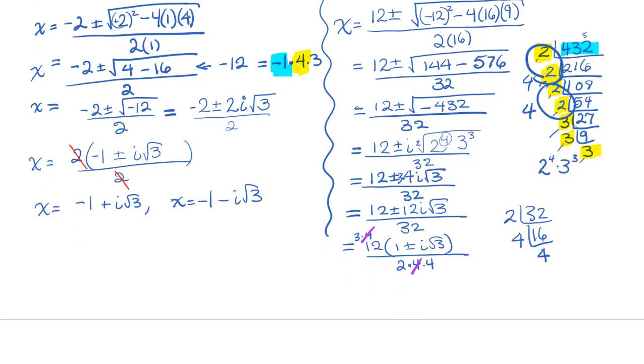Okay, final answer, I think. We have x is equal to 3 times 1 plus or minus i root 3 all over 8. You could also distribute that 3 back in now that we've reduced out the common factor. Those are my two solutions. You can also write it as 3 plus 3i root 3 over 8 and 3 minus 3i root 3 over 8.